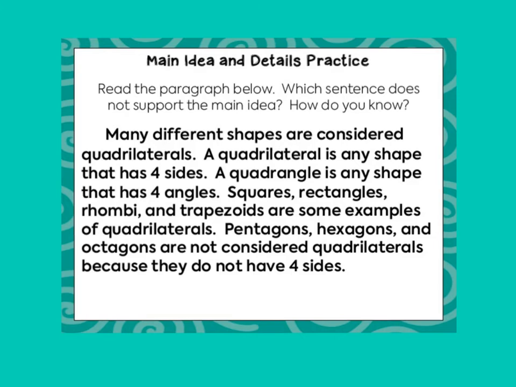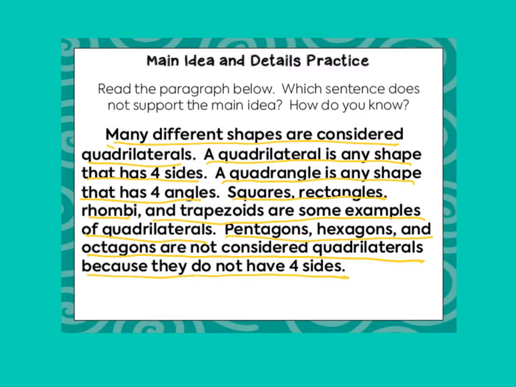This paragraph, there's a main idea and supporting details, but one of the details in this passage does not belong and is not a true supporting detail. All right, many different shapes are considered quadrilaterals. A quadrilateral is any shape that has 4 sides. A quadrangle is any shape that has 4 angles. Squares, rectangles, rhombi, and trapezoids are some examples of quadrilaterals. Pentagons, hexagons, and octagons are not considered quadrilaterals because they do not have 4 sides.